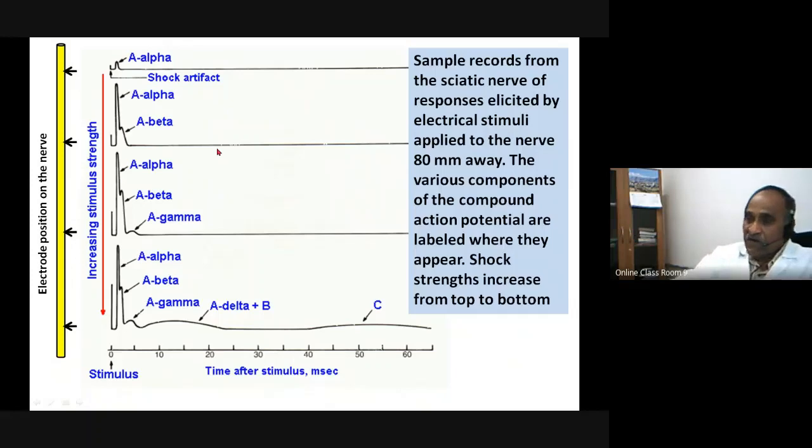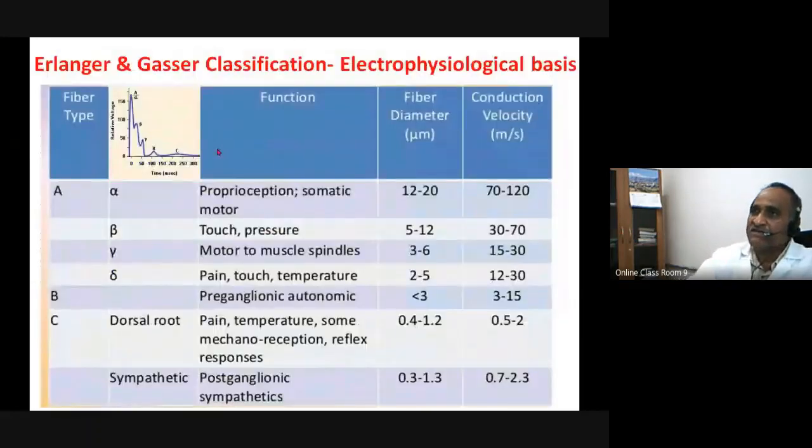Now, having understood the classification, let us see how the fiber diameter and conduction velocities were calculated and classified.